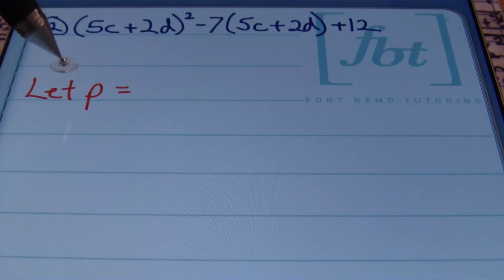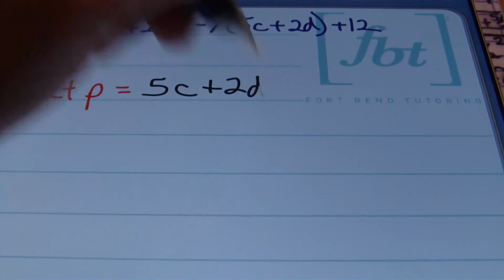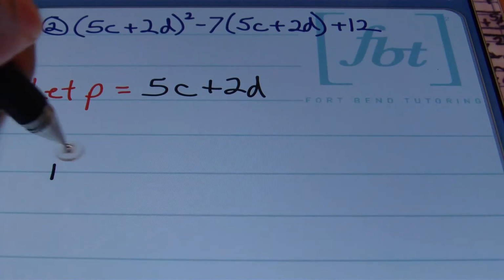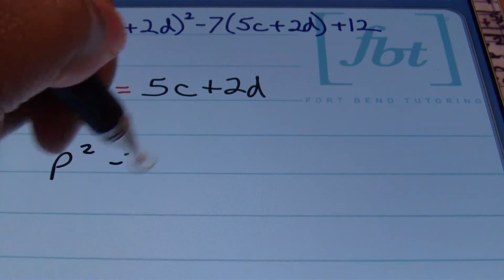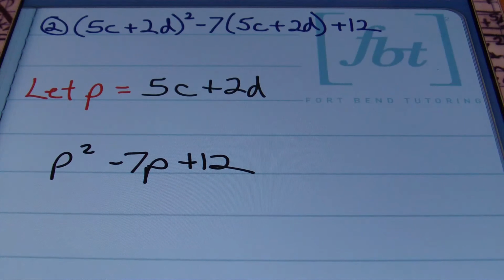First of all, I'm going to let p, this variable that I'm making up, be equivalent to 5c plus 2d. Once I let everyone know that p is going to be equivalent to 5c plus 2d, I can now rewrite the expression. So the expression now becomes p squared minus 7p plus 12. Well, this is definitely a quadratic trinomial at this point. So I'll just go ahead and factor this out like I normally would.